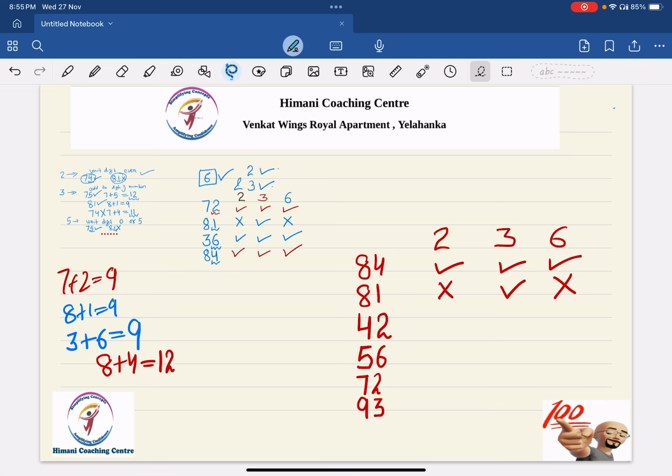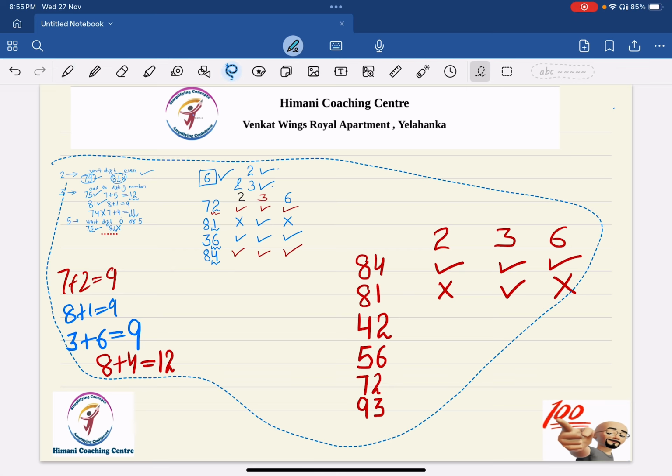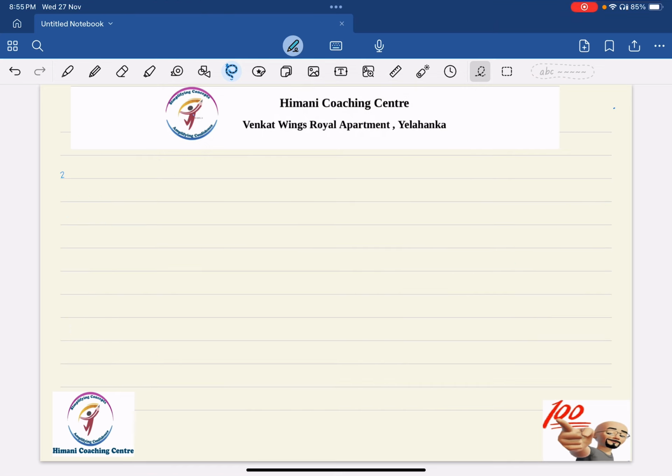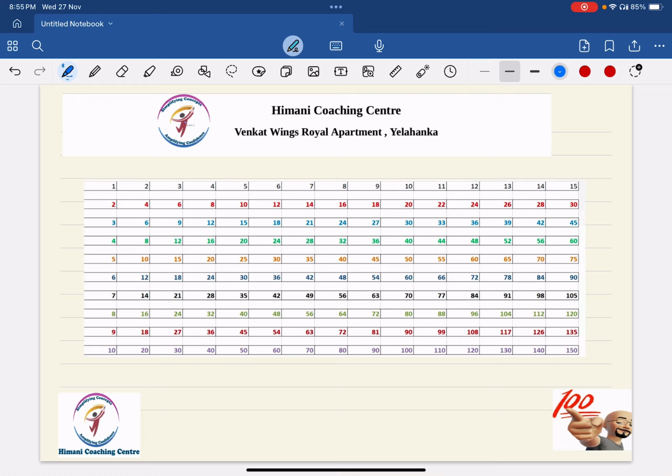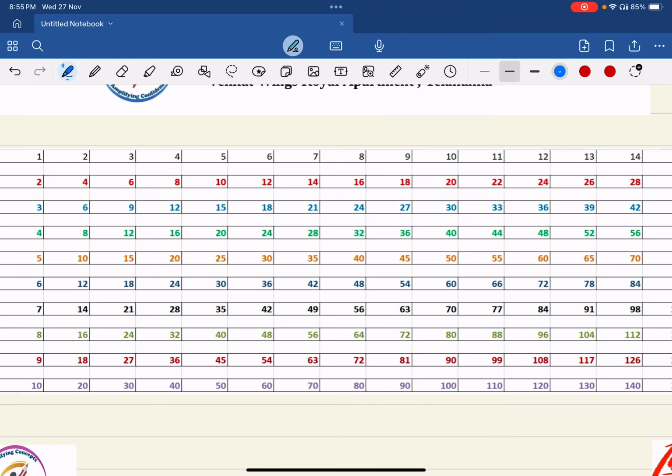So now kids, let us go and understand the divisibility rule by 4. We will understand how we know that a number is divisible by 4. So let us look at the table of 4. Can you see? 4 ones are 4, 4 twos are 8, 4 threes are 12, 4 fours are 16, 4 fives are 20, 24, 4 sevens are 28, 4 eights are 32, 4 nines are 36, 4 tens are 40.